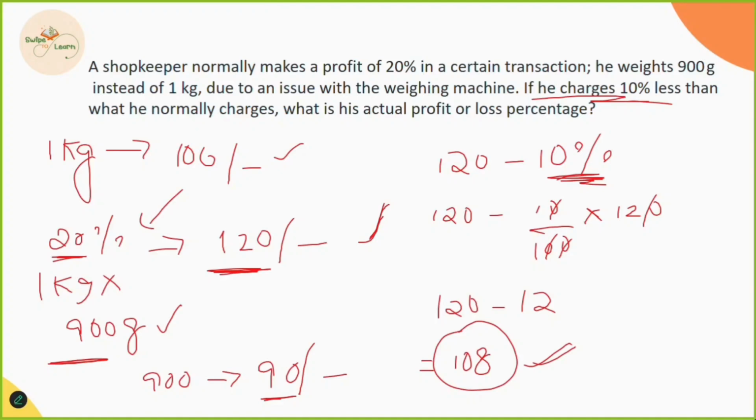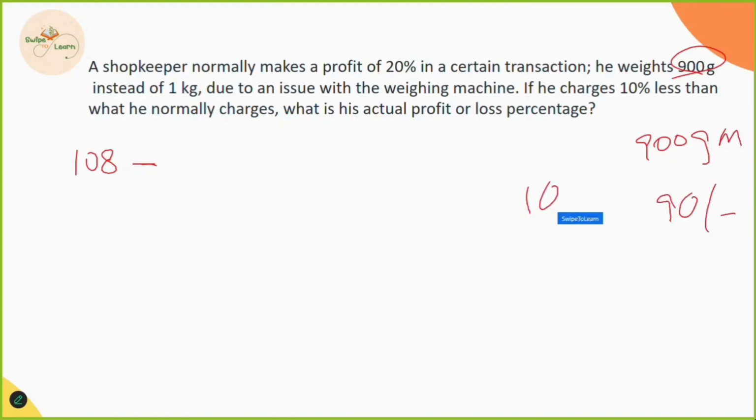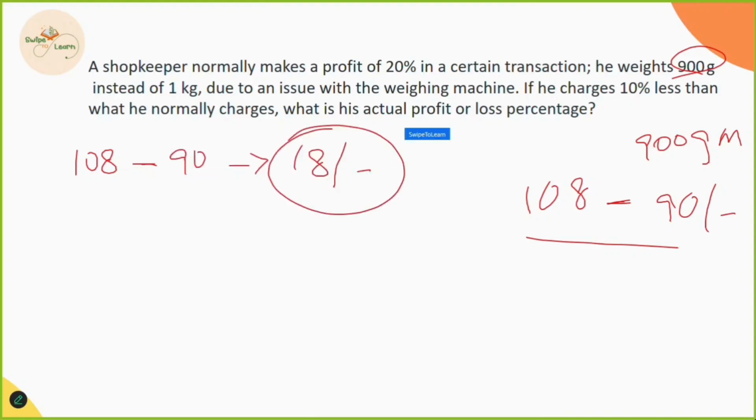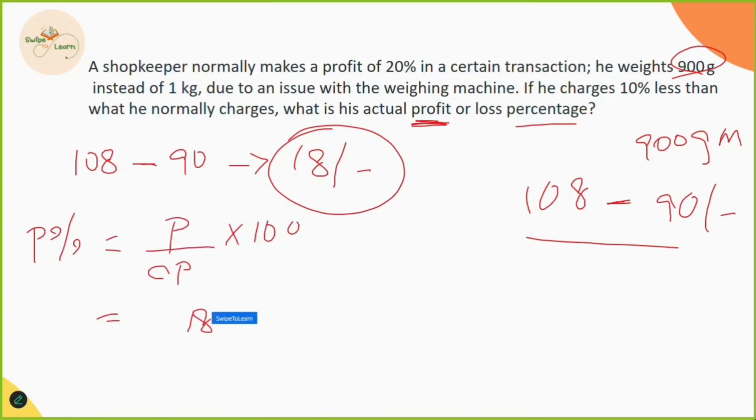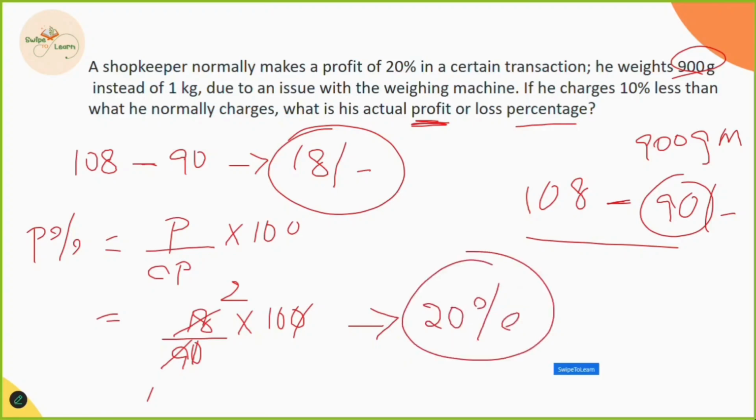Now profit will be what? See, profit will be 108 rupees minus the initial thing. He is selling only 900 grams. For 900 grams, he must charge 90 rupees. But he is charging 108 rupees. So profit would be 108 minus 90, which gives 18 rupees. So 18 rupees is his profit. Now we have to calculate profit percentage. Profit percentage equals profit divided by CP into 100. Profit is 18 and the CP is 90. He should sell for 90. 90 into 100. 0 gets cancelled and 9 ones are 9, 9 2s are 18. That means 2 into 10 is 20%. So 20% is his profit.